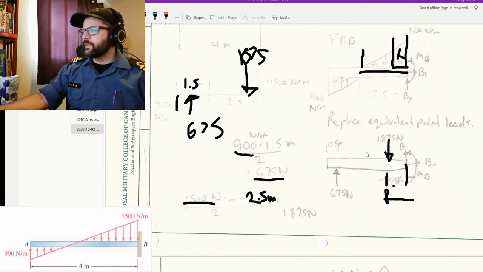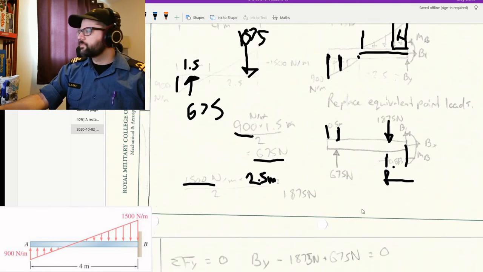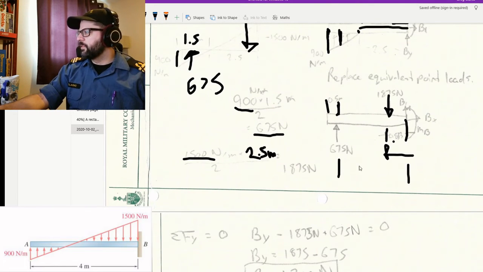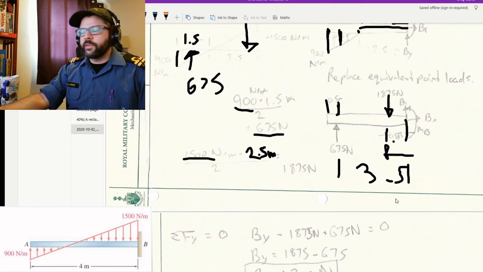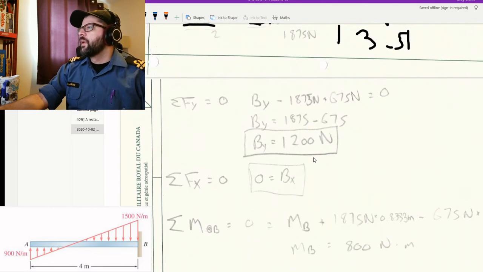Same deal on this other end. This thing is 1.5 meters, and we're measuring from this end. It's half a meter here. So this will be 1/2 a meter from the far end, or of course measured from B, 4 meters minus half a meter. That's 3.5 meters. So that's where those are located.